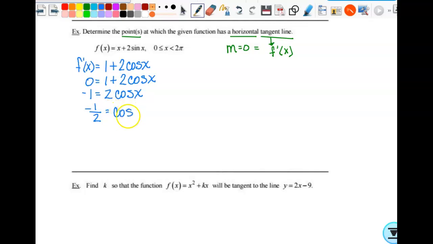Okay, 1/2 cosine x. All right, so I need to know, and it gives me this interval between 0 and 2 pi. So there could be more than one answer. Let's think about that. This is negative. What quadrants is cosine negative in? 2 and 3, okay? So I need 2 and 3. Those are the quadrants I'm getting it from.